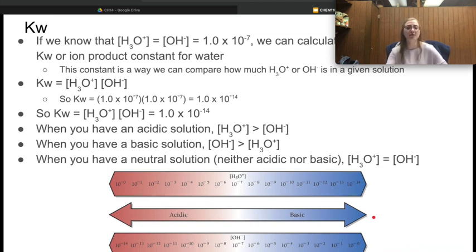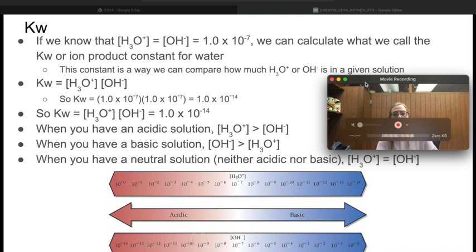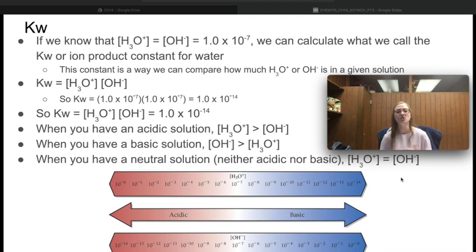If we know that the concentration of OH- and the concentration of H3O+ are exactly equal, and they are each 1.0 times 10 to the minus 7th, we can calculate what we call the Kw, or the ion product constant for water. This gives us a ratio so that we can compare how much H3O+ or how much OH- is in a given solution, and it jumps off from that base point of what water originally is, and what happens to each value as we change the concentration of OH- or the concentration of H3O+, for example.